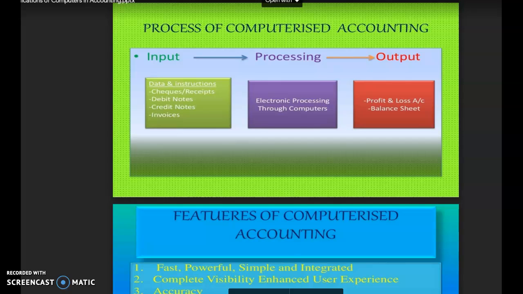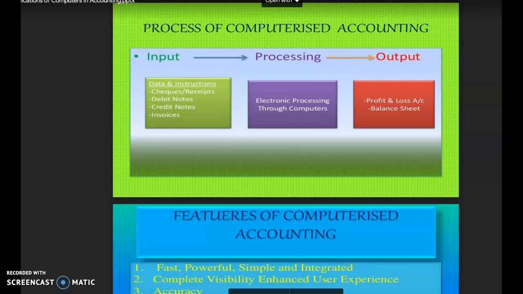Dear students, as I told you, the process of accounting is the same. That is recording of the transactions, their classification, their summarization, preparation of the financial statements, and getting the financial results. In the same way, when we apply computers in the field of accounting, that is known as computerized accounting, but the basic process remains the same.